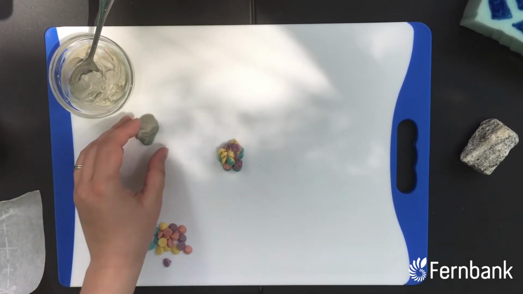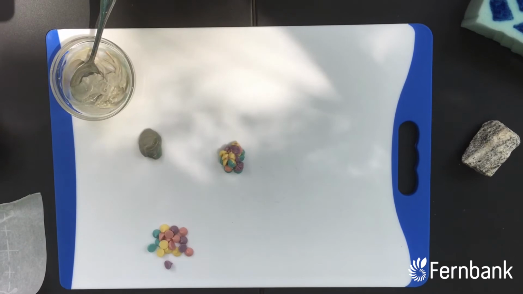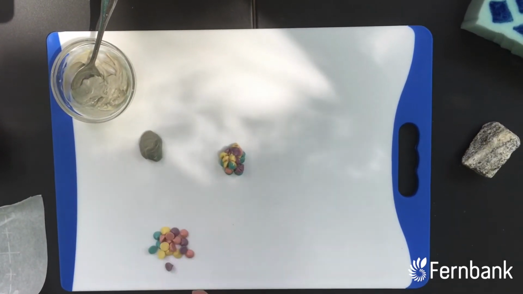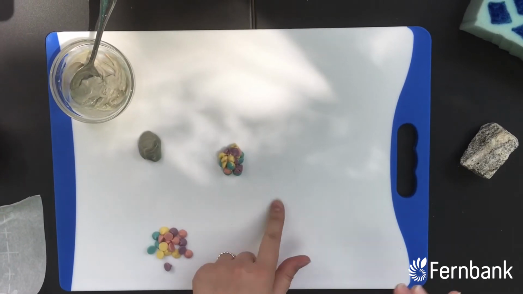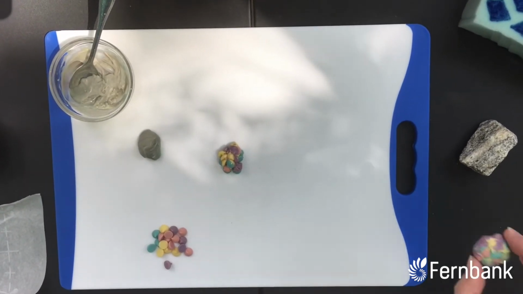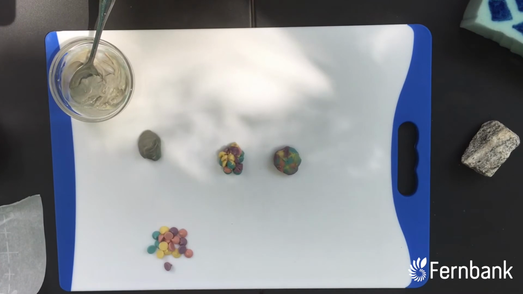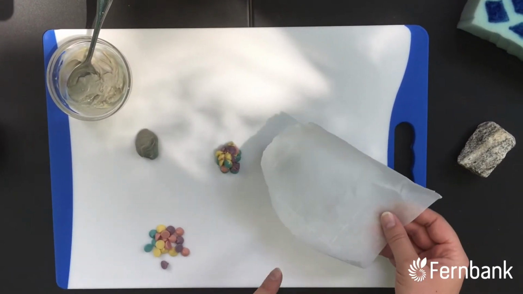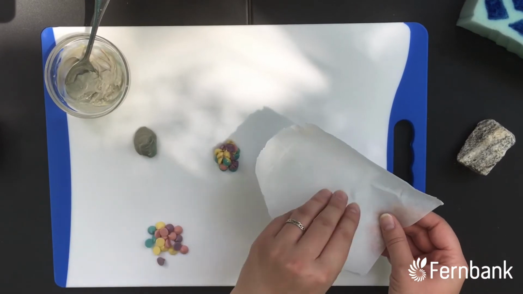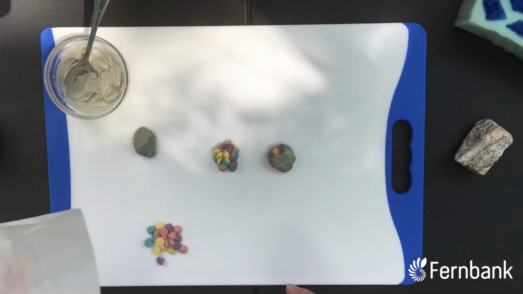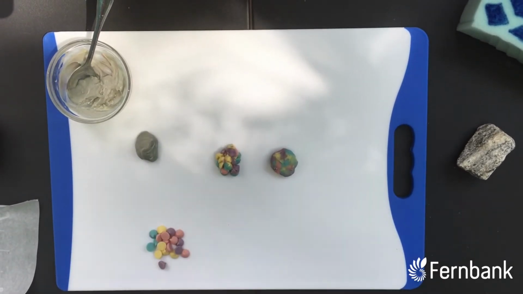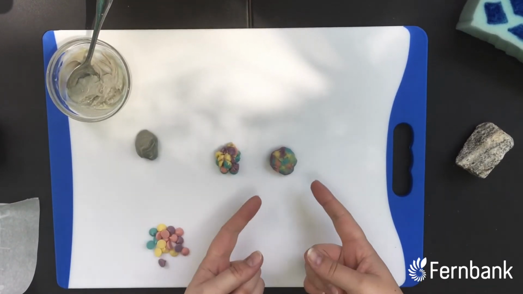Now, if that sedimentary rock, or even our original igneous rock, had lots of heat and lots of pressure put onto it, we would instead get our third type of rock, our metamorphic rock. So this is a rock, or a chocolate chip rock rather, that I took my chocolate chips, put them in some parchment paper, microwaved for about 10 seconds, and then squished with my hands. So I added heat and I added pressure.